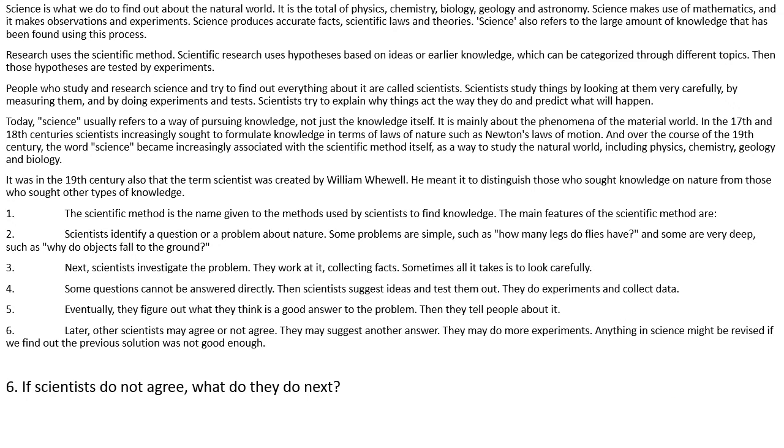Question 6 was another horrible question where there's two different possible answers. If scientists do not agree, what do they do next? Well, it says here they may agree or not agree, so that's where we're finding the not agree. Then it says they may suggest another answer, or they may do more experiments. So if you said do more experiments, you get the mark correct. If you said suggest another answer, you're also correct. You can have the mark for either of those answers.